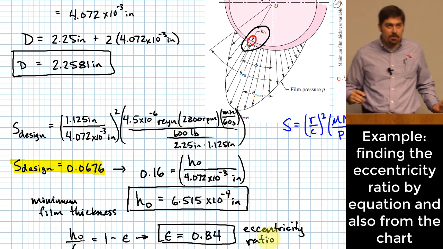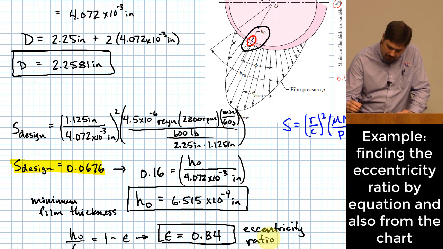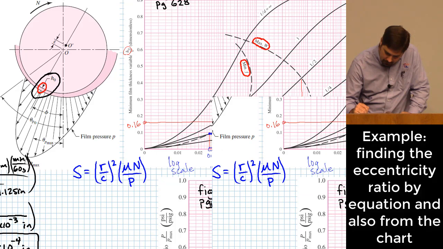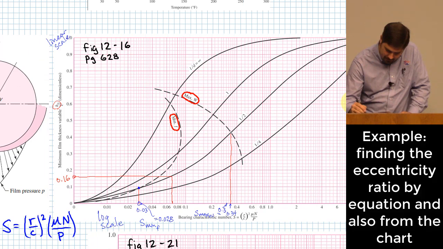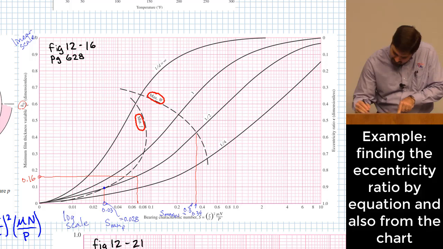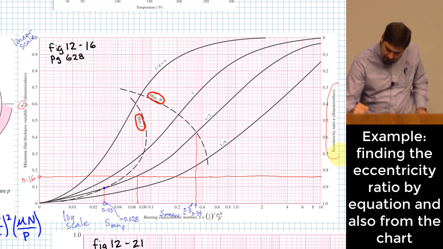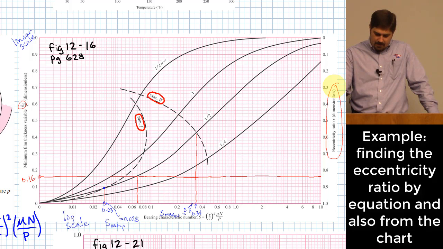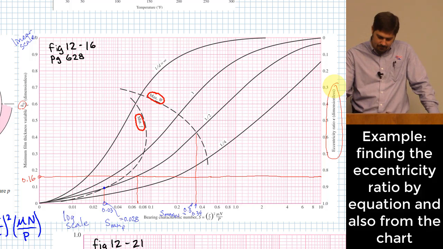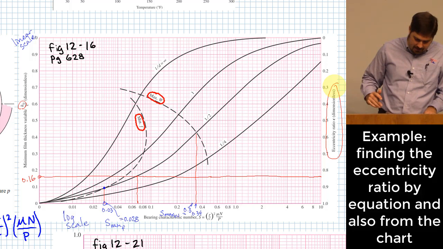The other place that you can see that value, you may have already noticed it, is when you go to the chart over here. You can read it all the way over here, and you can see there that the eccentricity ratio is shown on the other side of the same chart, because it's just basically 1 minus your film thickness variable. So that's a couple more items that we were hoping to find.